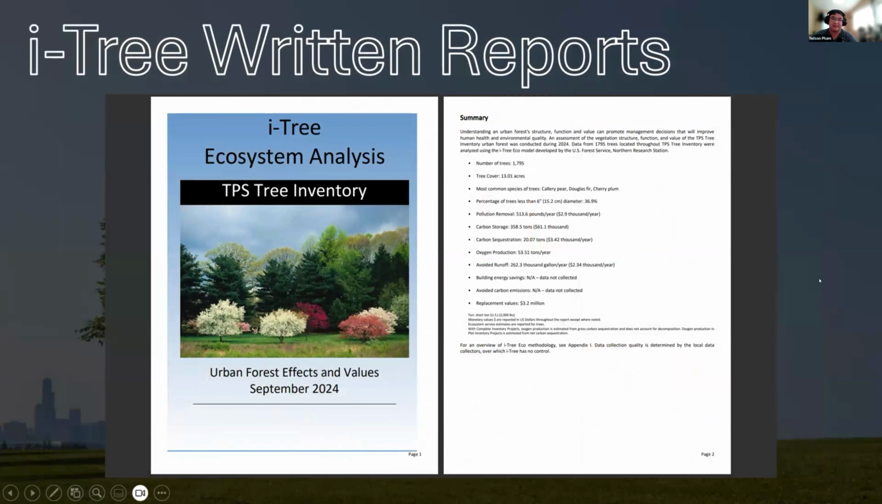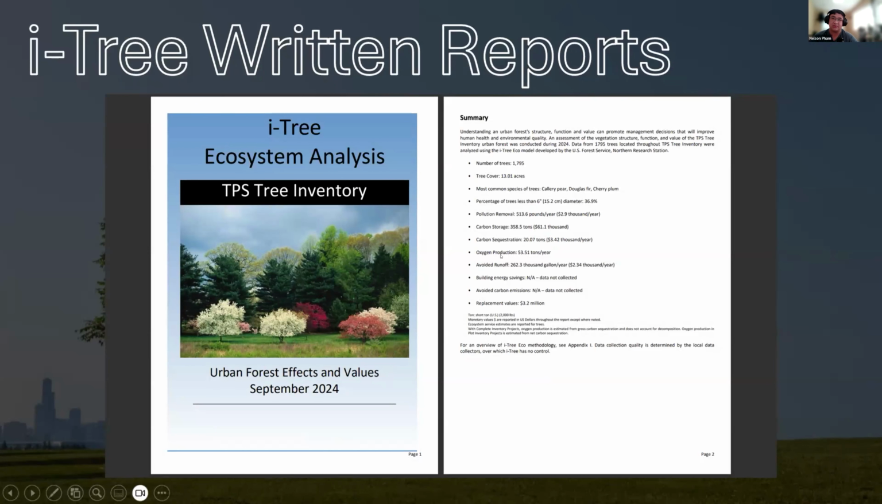These are ecosystem analyses done by iTree. I give them my inventory data, so my DBH values, the tree species values, the sun exposure, and also the tree condition values. And then from there, it's able to give me a written report on the number of trees. So this is a total inventory report. So 1,795 trees. It tells me the most common trees I found: Cali pear, Douglas fir, cherry plum, percent of trees less than 6 inches, pollution removal, carbon storage.